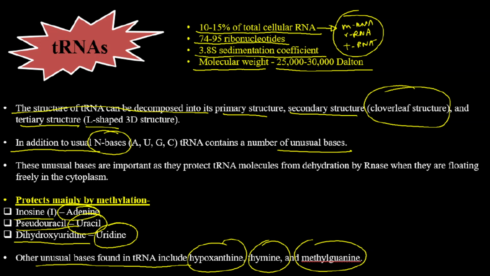The protection is because of the methylation, which happens on adenine and makes it inosine, which happens on uracil and makes it pseudouracil, and which happens on uridine and makes it dihydrouridine. This is just to protect the amino acids from getting degraded. Other unusual bases found in tRNA include hypoxanthine, thymine, and methyl guanine.